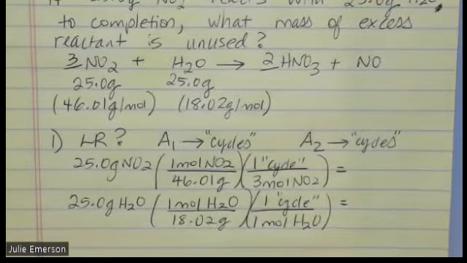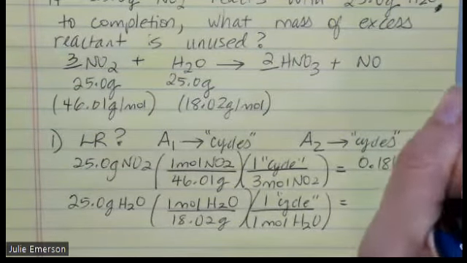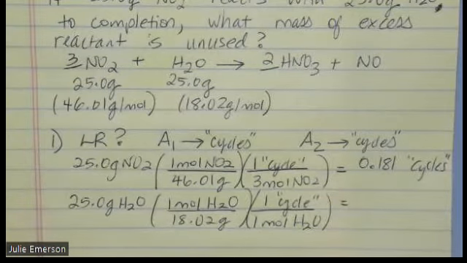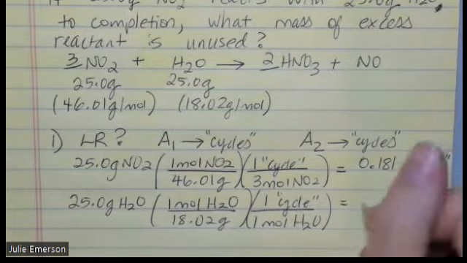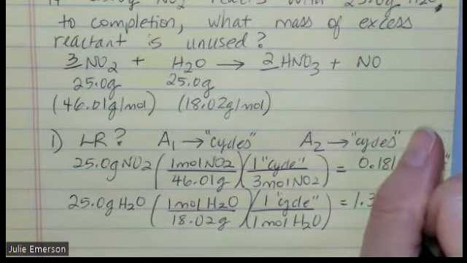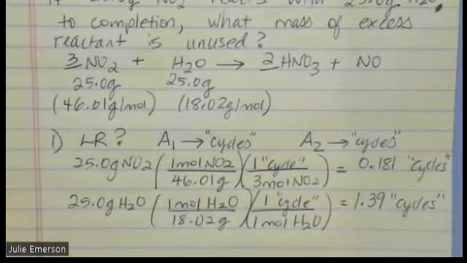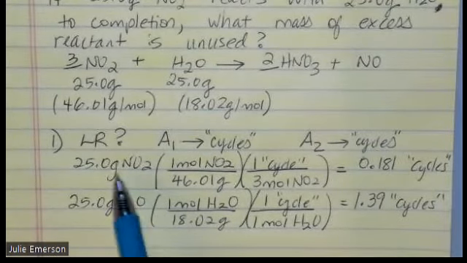So if I look at my NO2, I've got 25 grams. If I divide that by 46.01, that means I have about a half a mole. And then if I divide that by 3, that means I only have enough NO2 to go through 0.181 reaction cycles. All right. And again, I put that in quotes because it's not really a unit, right? It's not like mass or moles. So now for the water, I had 25 grams of water. When I divide that by 18.02, I have a little more than a mole of water. And since I only need 1 mole per cycle, it means I could go through 1.39 cycles.